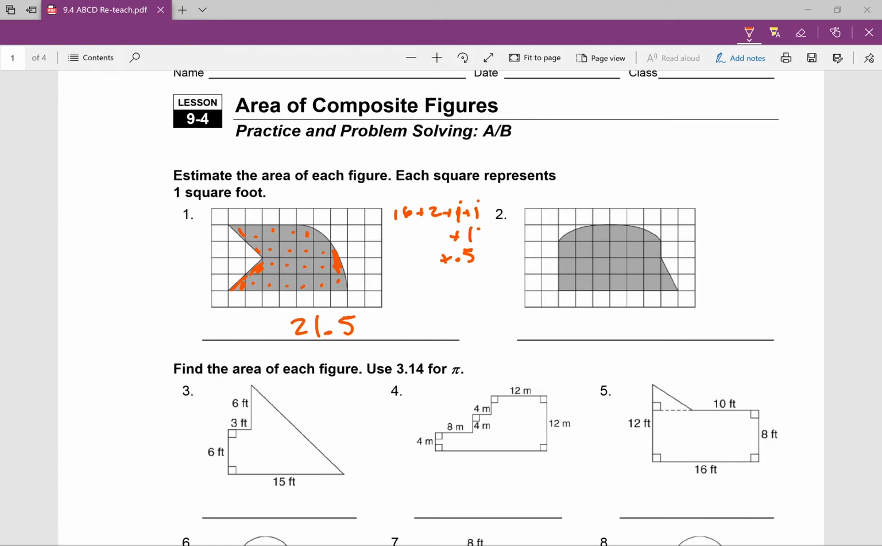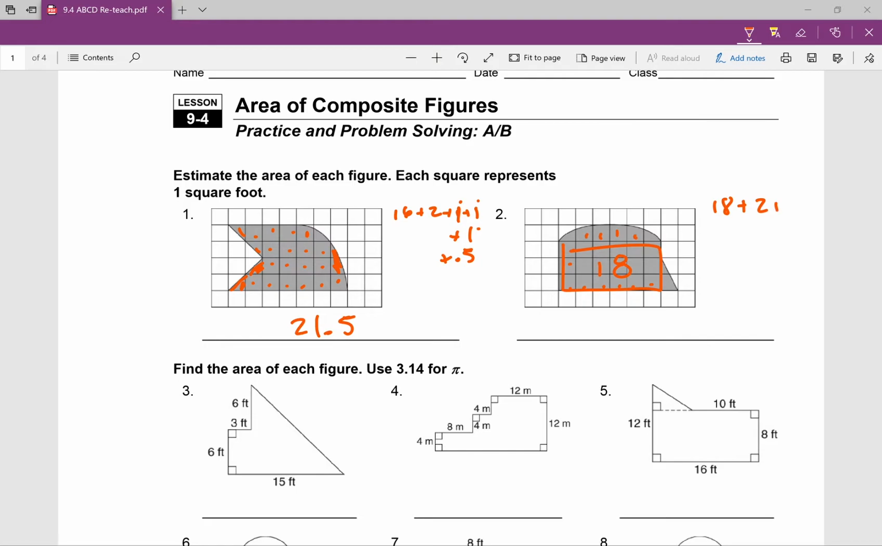We're going to do the same thing for the other one. So I have 1, 2, 3, 1, 2, 3, 4, 5, 1, 2, 3, 4, 5, 6. So over here, I have a total of 18 full ones. Then again, two more. So that's 18 plus 2. And then these two I'm going to count as full ones.